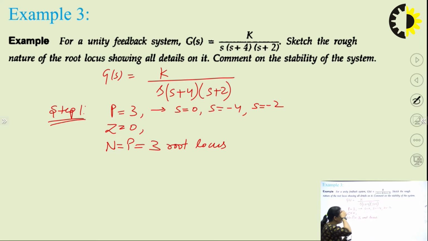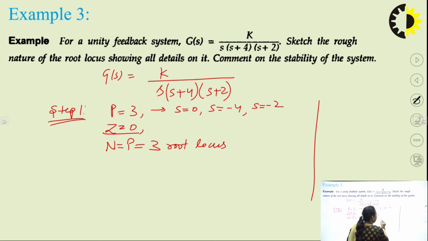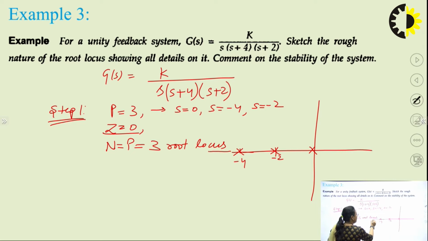Now all these 3 branches of the root locus will originate from open loop poles and terminate towards K equals infinity. Why so? Because there is no zero in this system. Okay, I can plot here also. So this is s equals 0, let's say this is minus 2, and let's say this is minus 4. So s equals minus 2 and s equals minus 4. Okay.